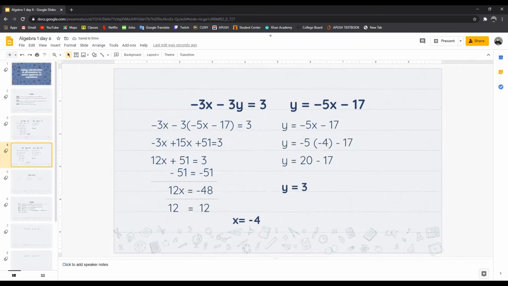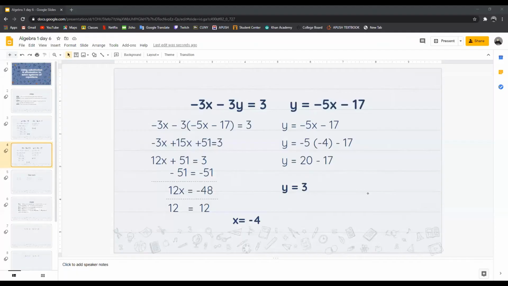So this is our second example. Oopsie. You can continue. Wait, I made a mistake. Oopsie. All right. Oh my god.